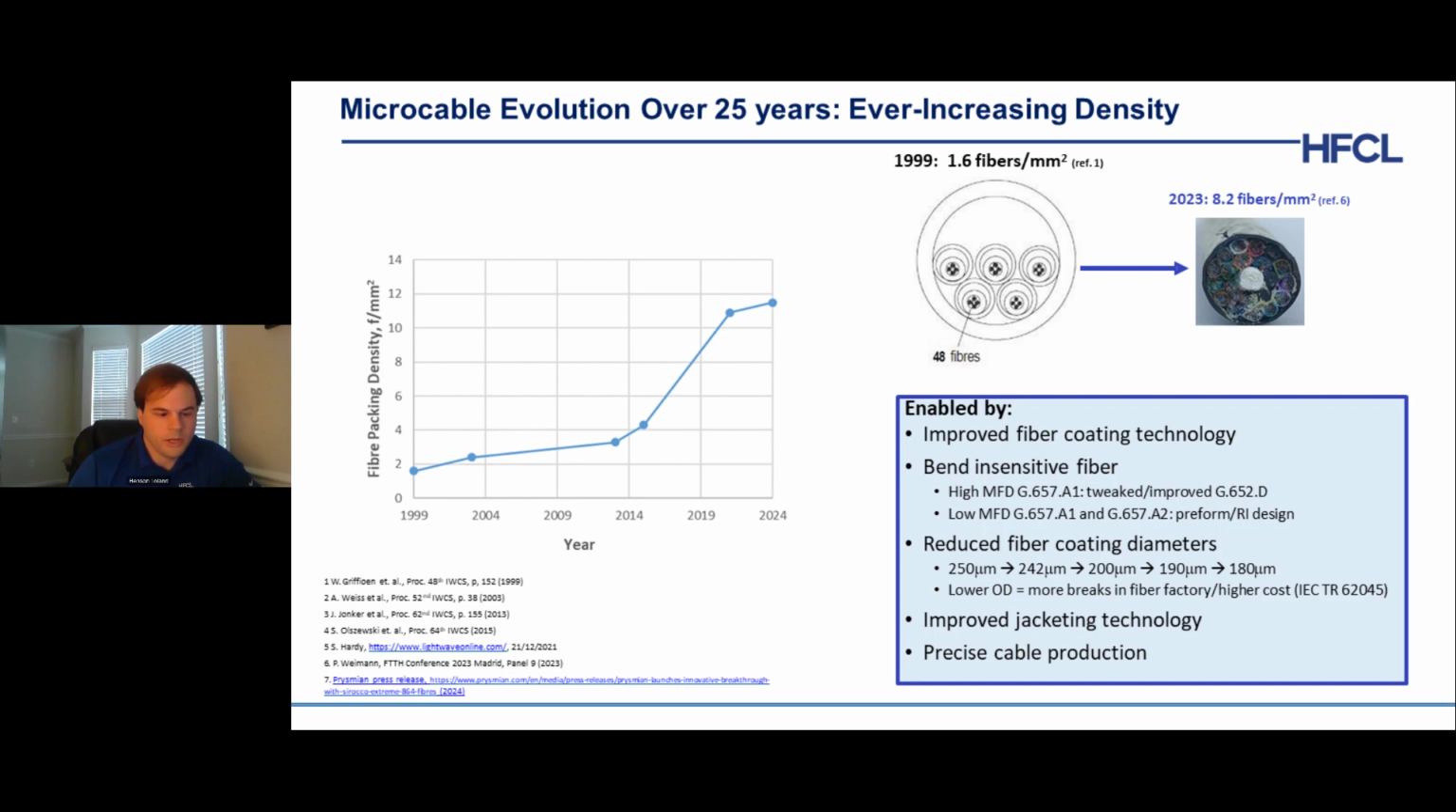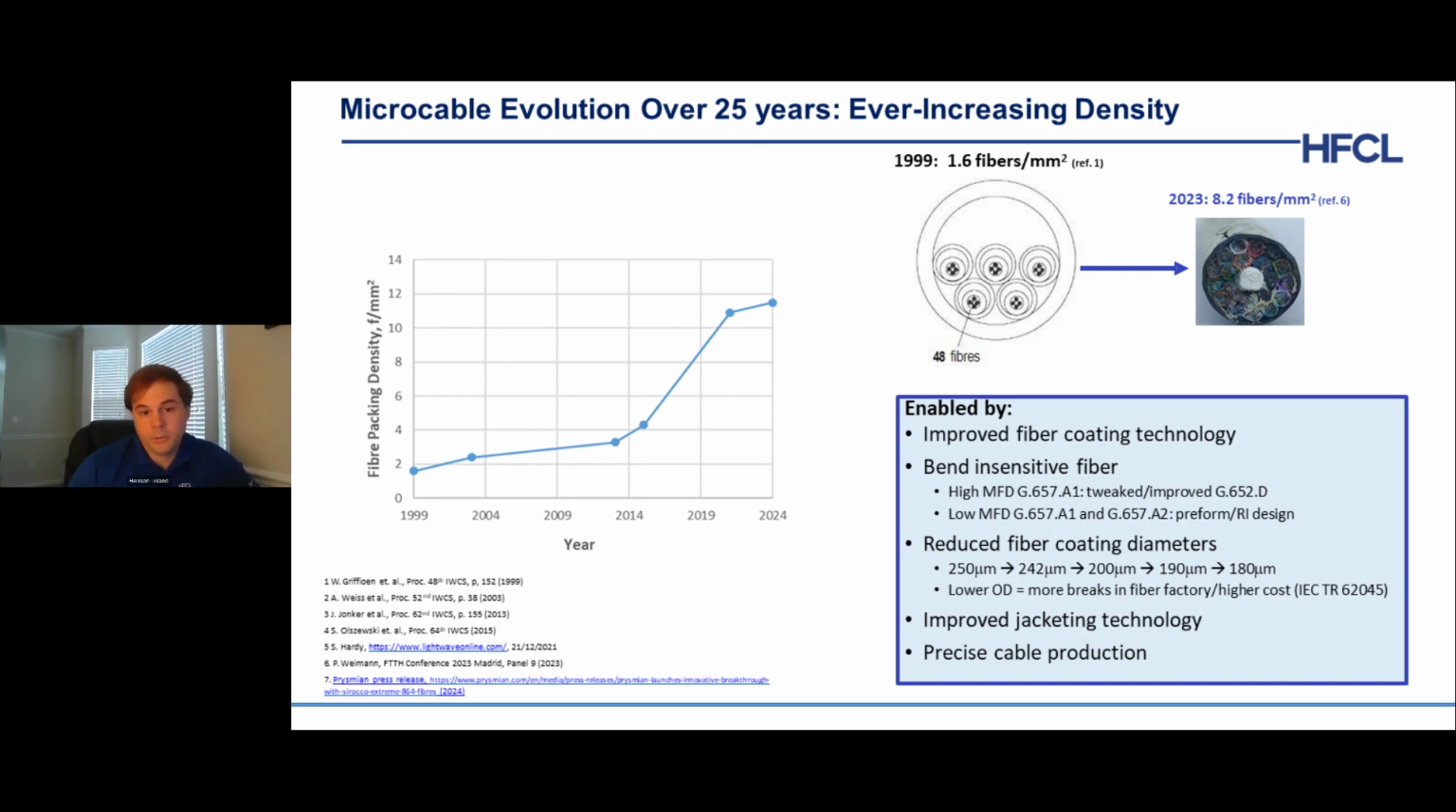And then if you're looking at a really high packing density as an example for the fiber itself, you may be looking at more of a low mode-field diameter. That could either be an A1 type or an A2 type. The A2 has a little bit different preform/refractive index design to it that allows for improvements on the bend insensitivity aspect.